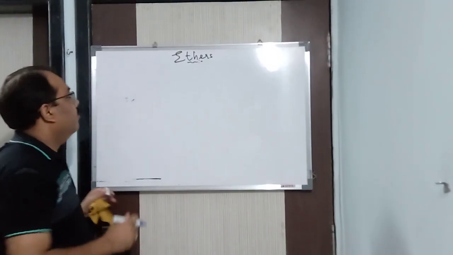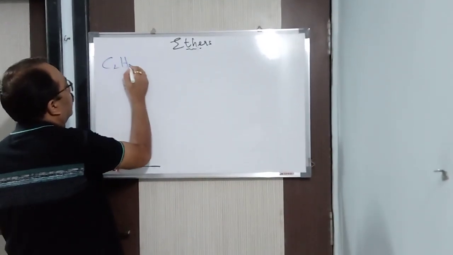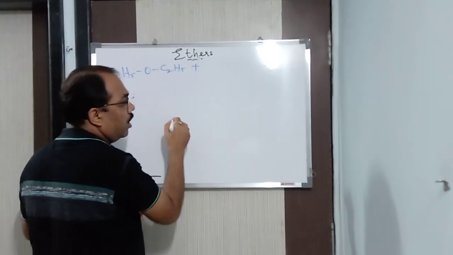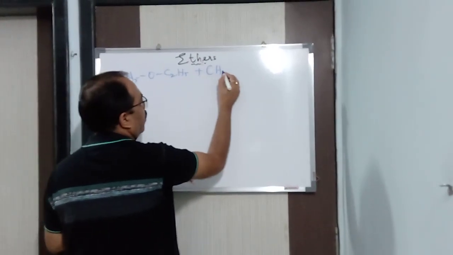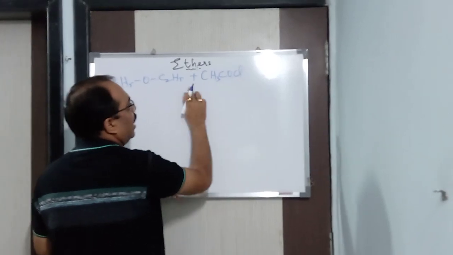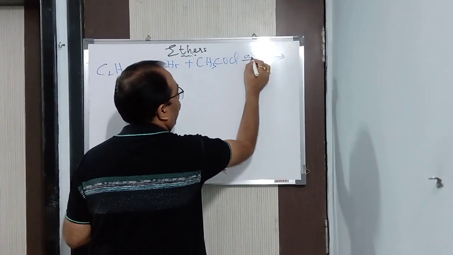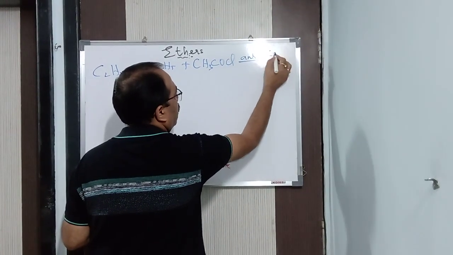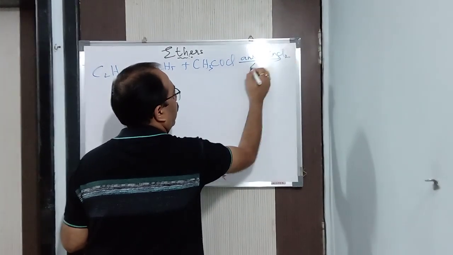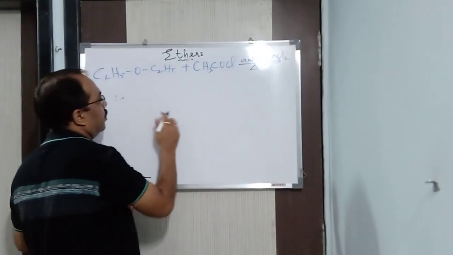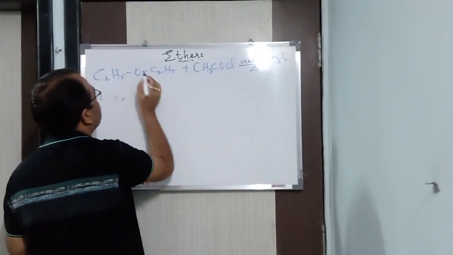Now next is when ether reacts with acid chloride like CH3COCl. What is this? Acetyl chloride or ethanoyl chloride, in the presence of anhydrous ZnCl2 and heat. Now what am I going to get here? It is the same thing.